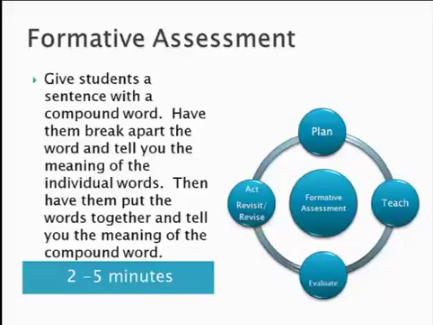The formative assessment portion will include giving the students a sentence with a compound word. Have them break apart the word and tell you the meaning of the individual words. Then have them put the words together and tell you the meaning of the compound word. Refer them back to the sentence to also use their context clues.